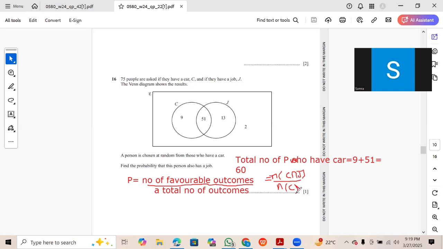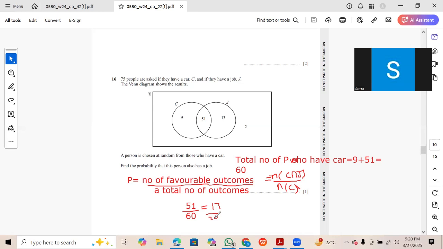So number of favorable outcomes here will be 51 and total number of outcomes will be 60, because we also calculated the total number of outcomes, and we need to put this value 60 here. So this will be 51 divided by 60. When we divide, our answer will be 17 over 20, so 0.85. Yes, we can also write 17 over 20 and also write the answer in decimal. So this is the solution for this question.